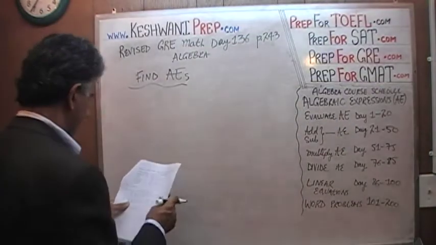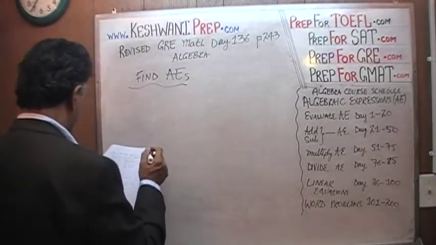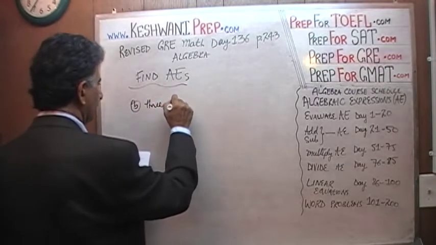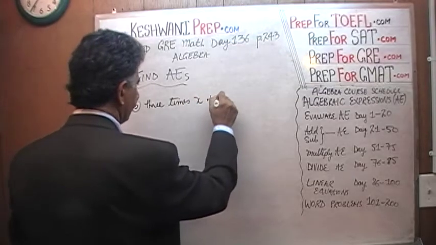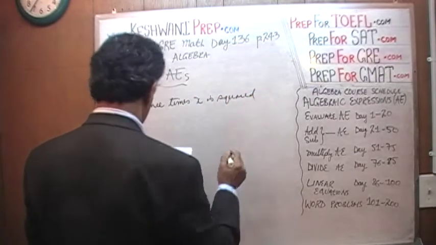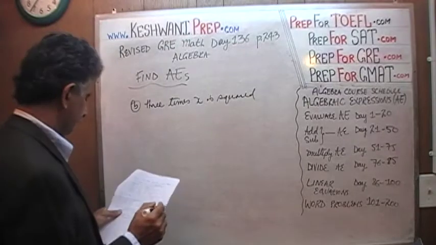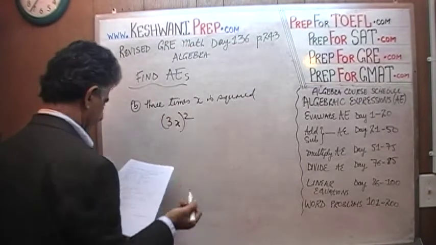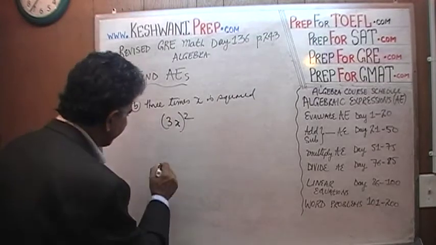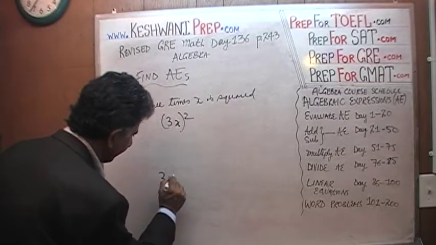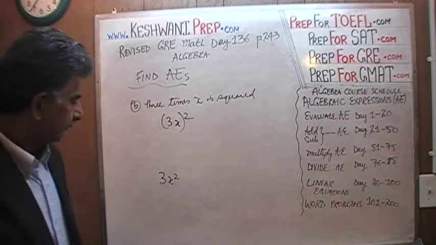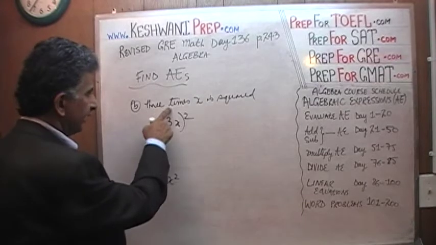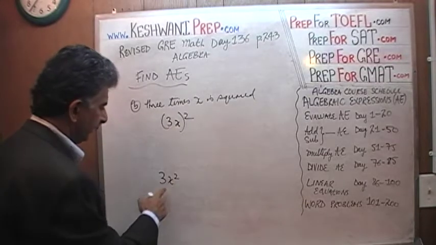3 times x is squared. How do we write that? 3 times x is squared. So how would you express this idea? Here, this part is read as 3 times x is squared.